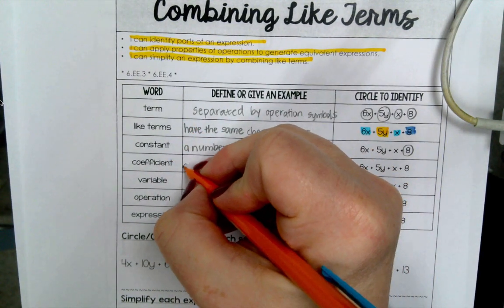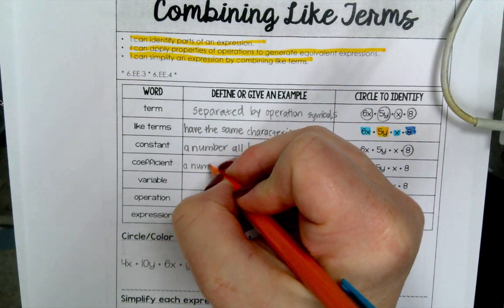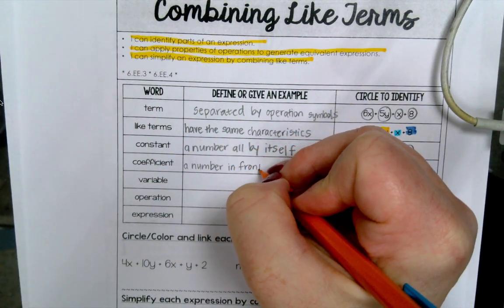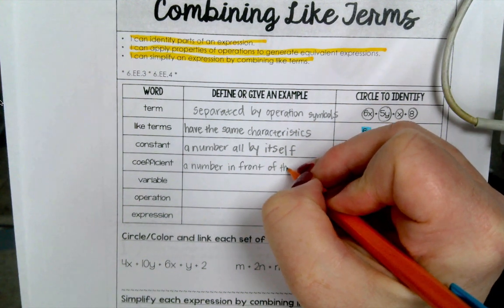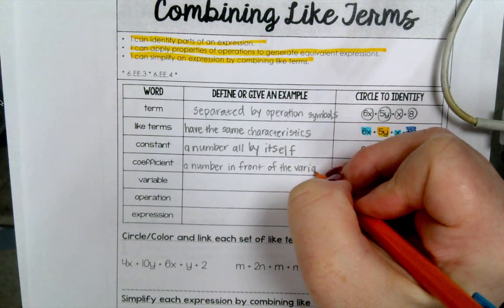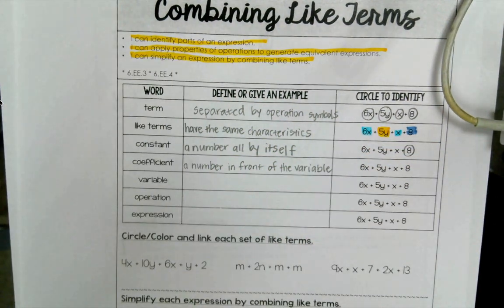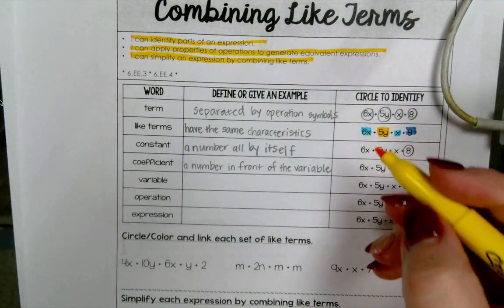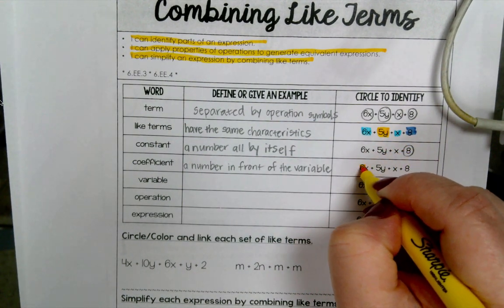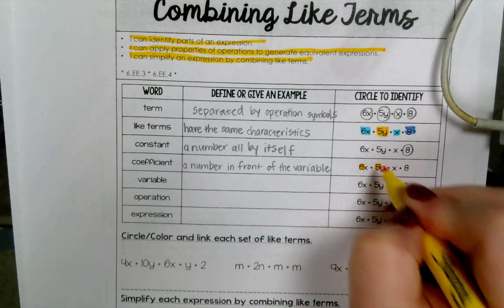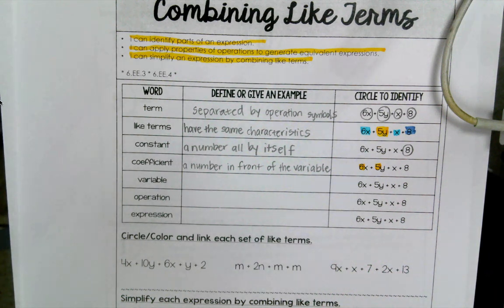A coefficient is a number in front of the variable. So I'm going to do this with the yellow. The coefficient. So watch the first term. I'm just going to highlight the number 6 because the coefficient is the number, not the variable. 5 is a coefficient. And that's it. x is a variable by itself. 8 is a constant. So if it's a number in front of a variable, that's a coefficient.